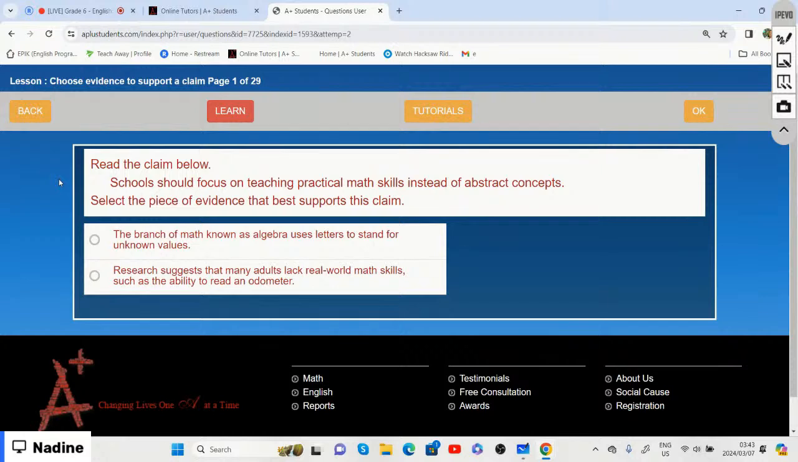All right, so if we choose the correct claim when it comes to the maths, it says that the branch of maths known as algebra uses letters to stand for unknown values, or research suggests that many adults lack real world math skills. So we need to choose one of the options that says that schools should focus on teaching practical maths instead of abstract concepts.